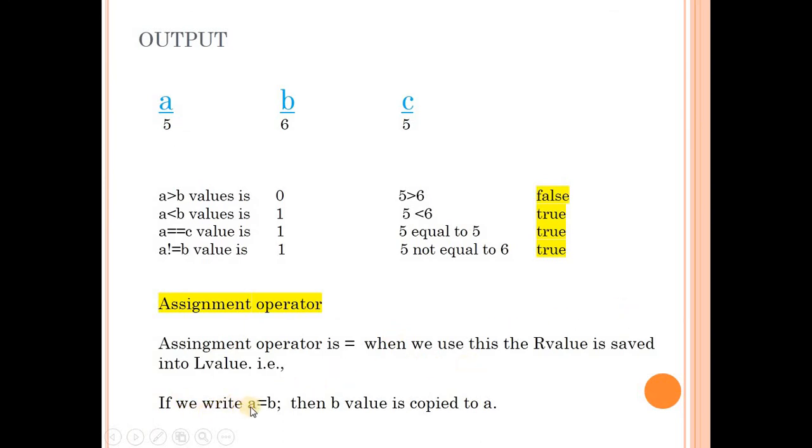For example, if you are writing a equal to b, what does it mean? The b value is copied to a. Now what is b? 6. So whenever you write a equal to b, now a also will be 6.